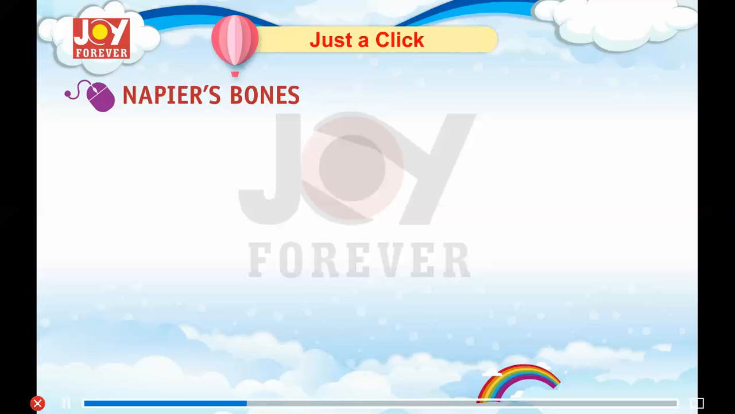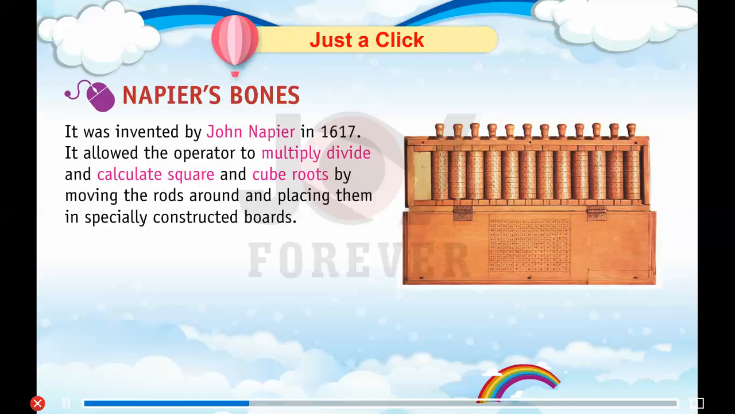Napier's bones. It was invented by John Napier in 1617. It allowed the operator to multiply, divide, and calculate square and cube roots by moving the rods around and placing them in specially constructed boards.